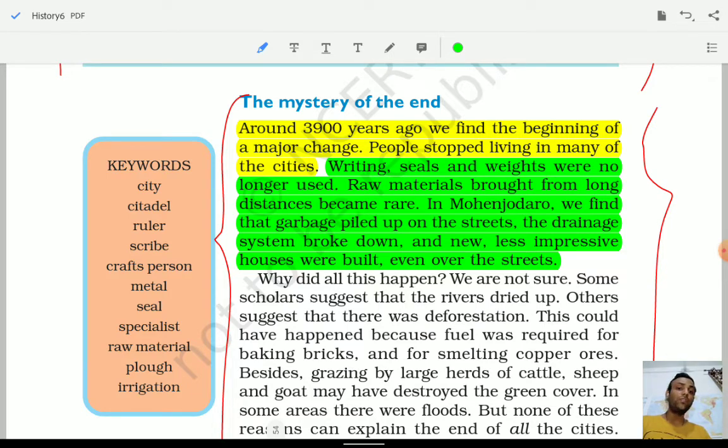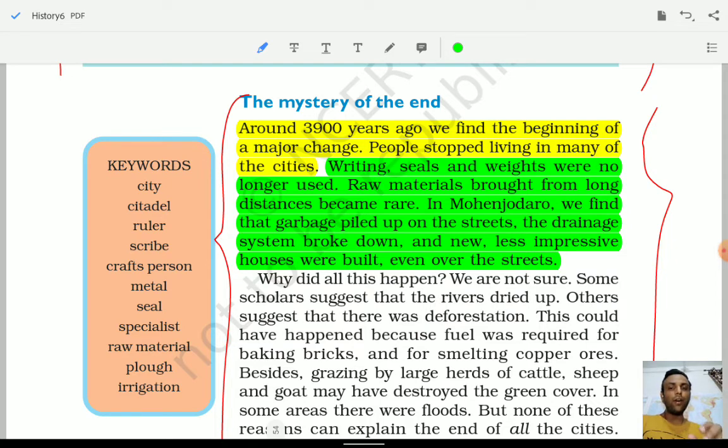What type of change? People stopped living in the many cities which were flourishing, which were the centers of trade and development. Now the people have stopped living there. We don't know why, right? So the writing, seals, and weights were no longer used. Understand what type of developments were happening, right? The raw materials brought from long distances became rare.